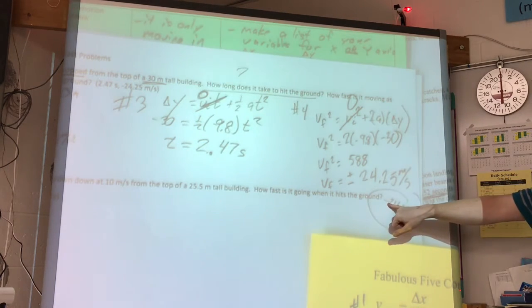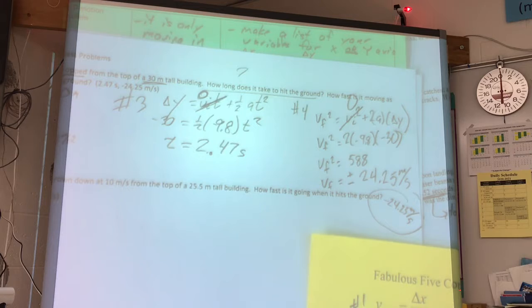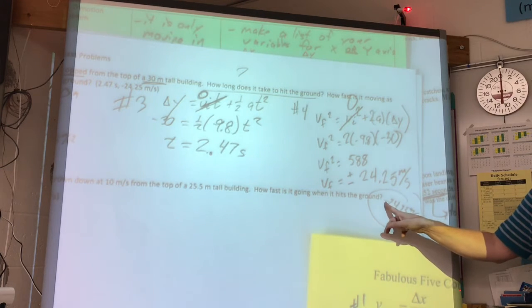Now the reason it's negative is we have to sign the direction. So we have to ask ourselves, is that object that was being dropped from the top of a 30-meter tall building, was it moving in the positive y direction, which is up, or is it going down? And I hope you realize that if you drop something off of a building, it's going to be going down, so you must assign that negative direction.